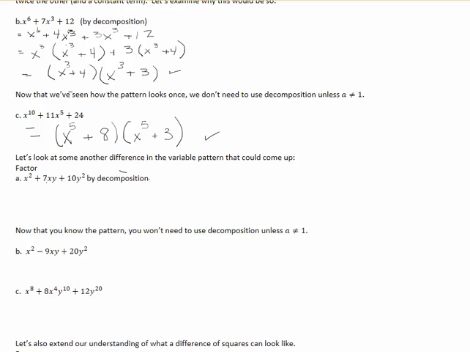Here's another pattern we can look at. We're going to go, again, the long way first by decomposition, and then we'll look to see if we can find a pattern to do it a little bit faster.